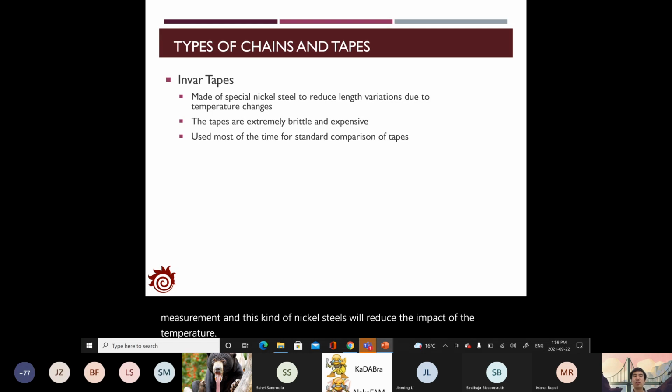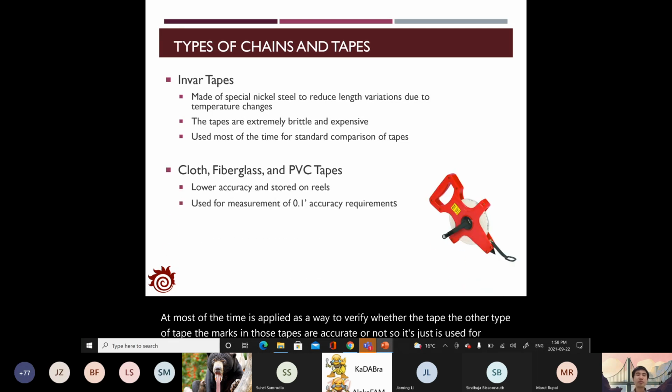And this kind of tape is extremely brittle and expensive. So usually we do not have this kind of tape in our lab. Most of the time it is applied as a way to verify whether the marks on the other types of tape are accurate or not. So it's just used for calibration.